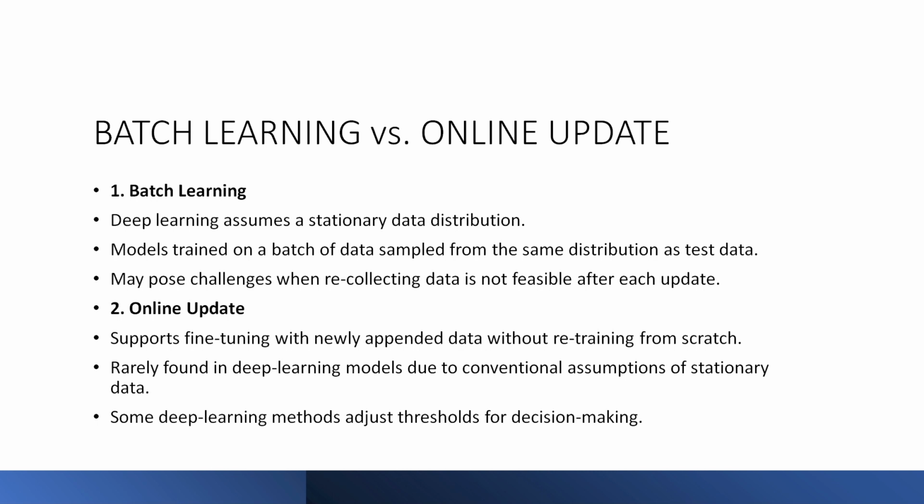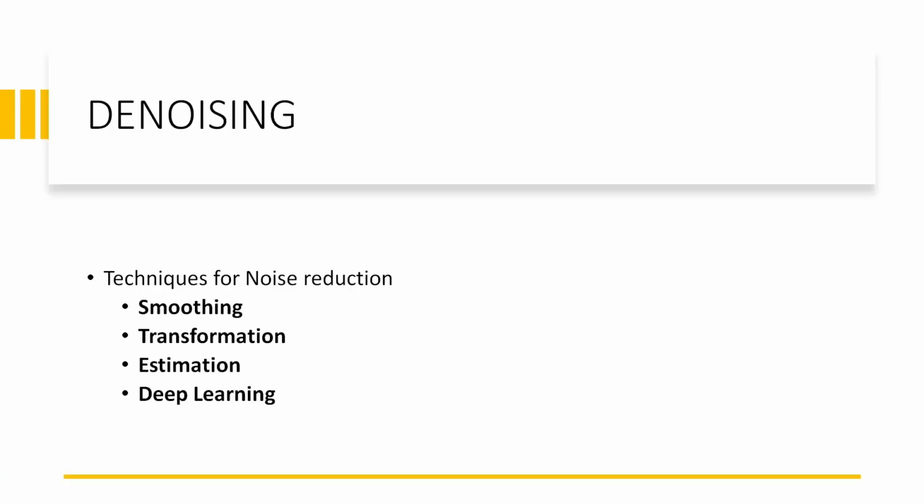Let's talk about online update. It supports fine-tuning with newly appended data without retraining from scratch. It is rarely found in deep learning models due to the conventional assumption of stationary data. Some deep learning methods address thresholds for decision making.